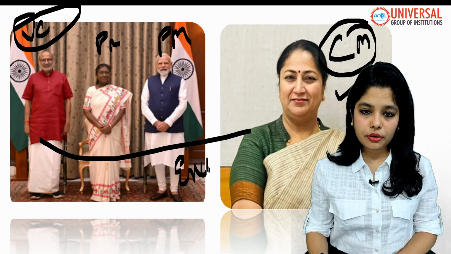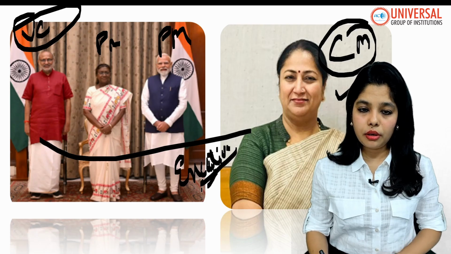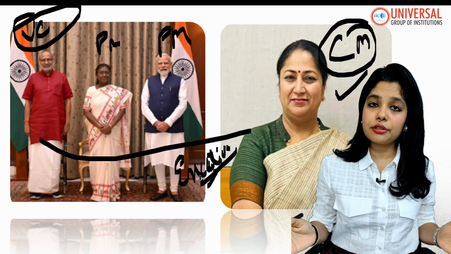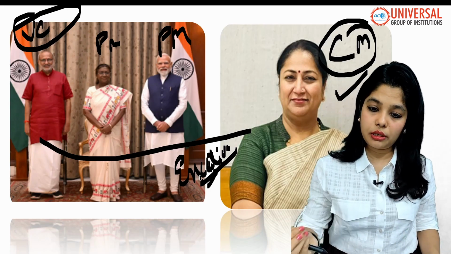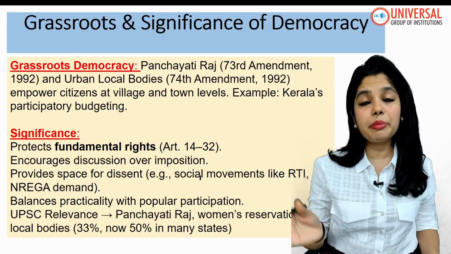So these are your executives. She is Rekha Gupta, Chief Minister of Delhi. You have your Prime Minister, your President, your Vice President. So these are the executives. Then we have your legislature, and then we have the judiciary. We have already dealt with that in our previous classes.